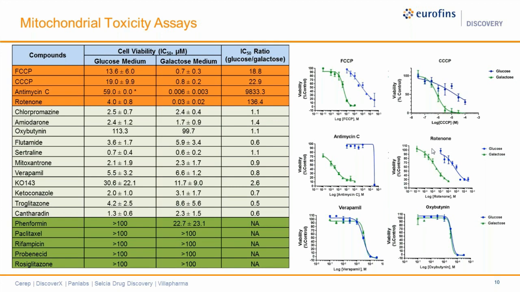I want you to focus on the assay-50 ratio column in the table, which is the ratio between cell viability assay-50 obtained from cells cultured in glucose medium versus galactose medium. The assay-50 ratio is below 3 for those non-mitochondrial toxins and much greater than 3 for those mitochondrial toxins.